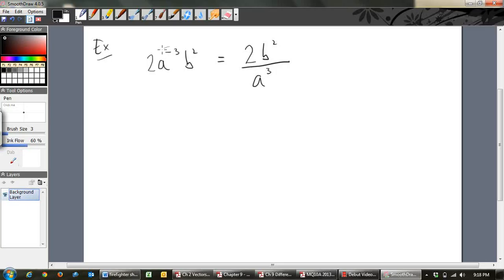And so you can see that negative power forces it down to the bottom line of the fraction, and then it becomes a positive power. So that is correct. That's what they're asking you to do.